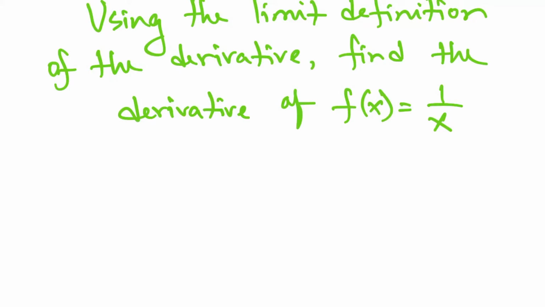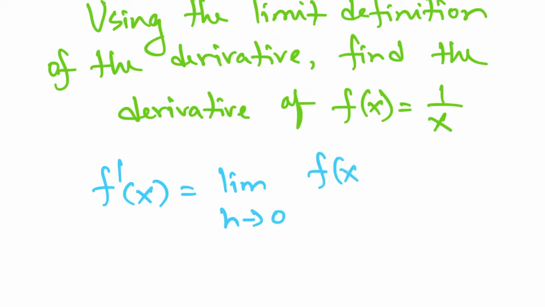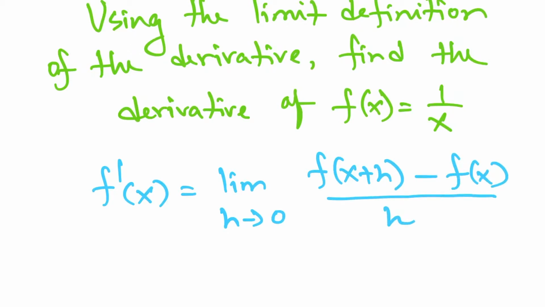Using the limit definition of the derivative, find the derivative of f of x equal to 1 over x. All right, so the first thing you should know is the limit definition of the derivative. That basically says f prime of x equals the limit as h approaches 0 of f of x plus h minus f of x, divided by h.